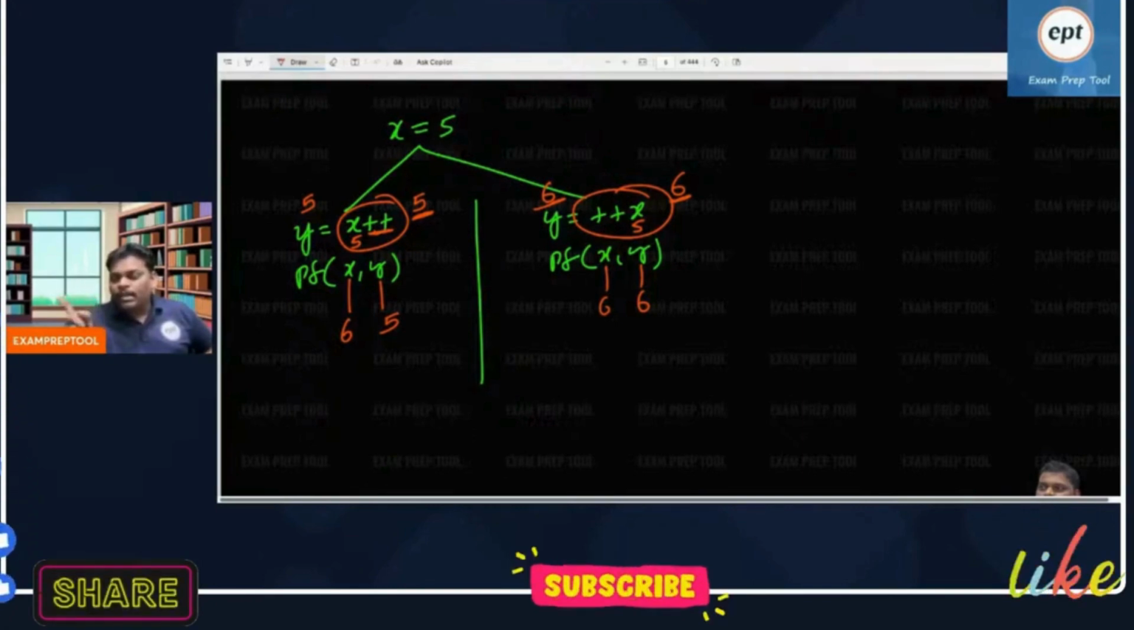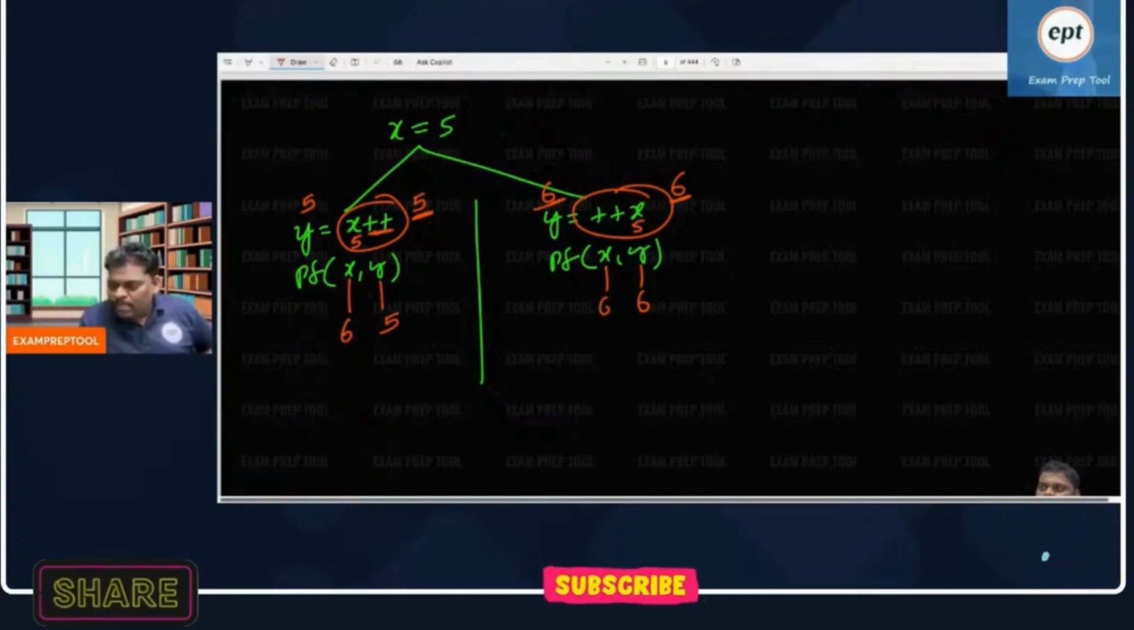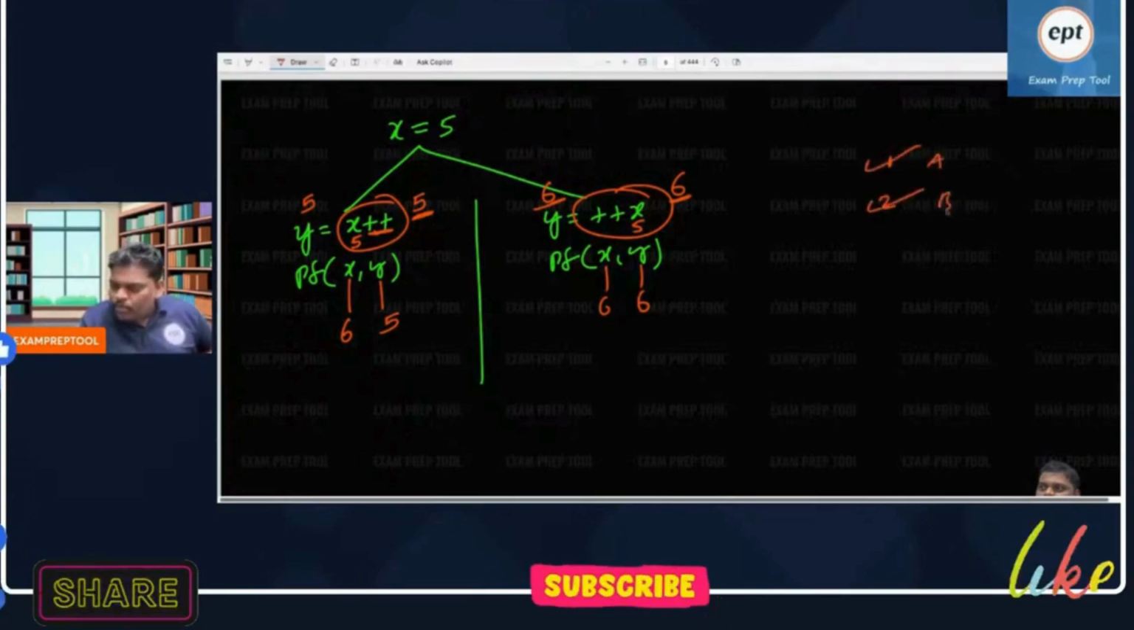I am really saying to everyone, after the GATE examination is over, many people will come out of the exam hall thinking like this: question number 1 is A, question number 2 is B, question number 3 is D, question number 4 is C.